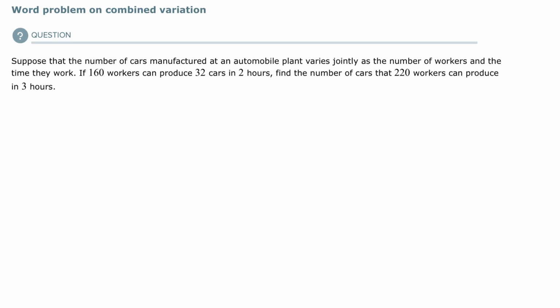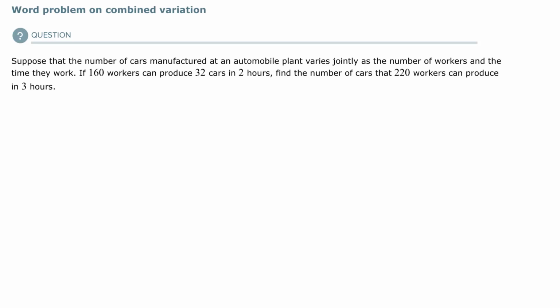Here's a problem relating the relationship of a few variables in a business scenario. The word problem on combined variation. Suppose that the number of cars manufactured at an automobile plant varies jointly as the number of workers and the time they work. If 160 workers can produce 32 cars in 2 hours, find the number of cars that 220 workers can produce in 3 hours.